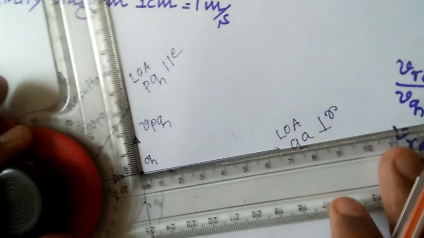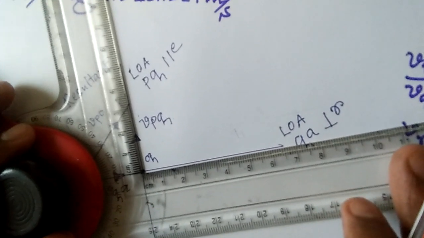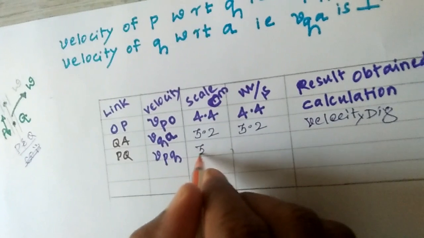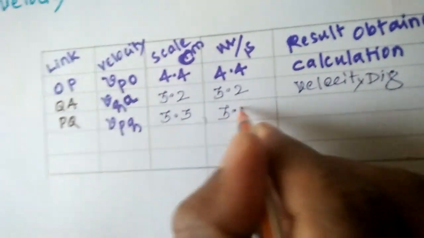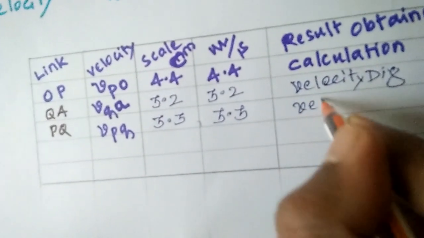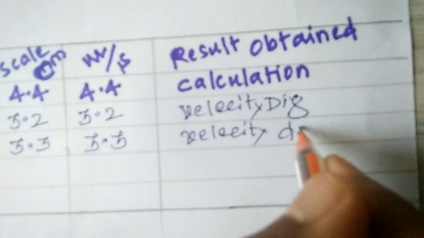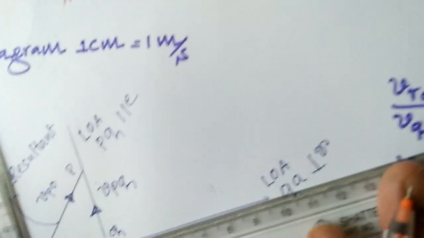Then you have to measure this also, QP, that is the velocity of this one. Here also you have to measure it. This comes as 3.2, I think so, 3.3 approximately. This is 3.3. The scale comes as 3.3. This is also from the velocity diagram. By measurement you have to complete this also.